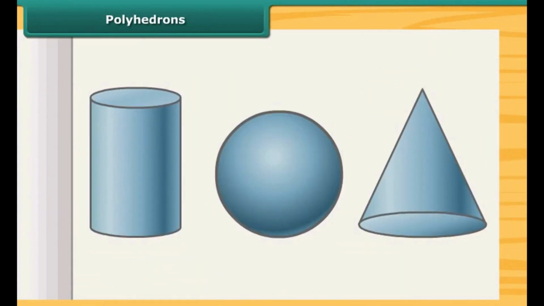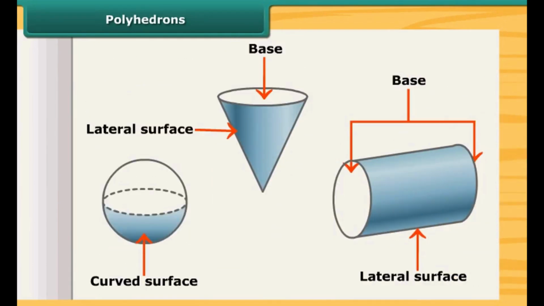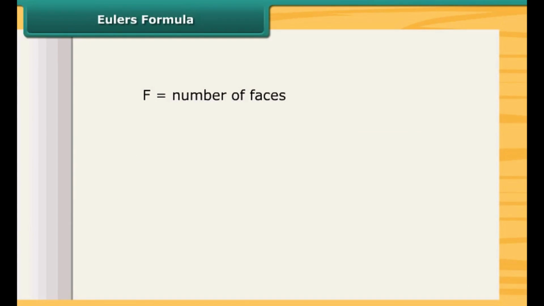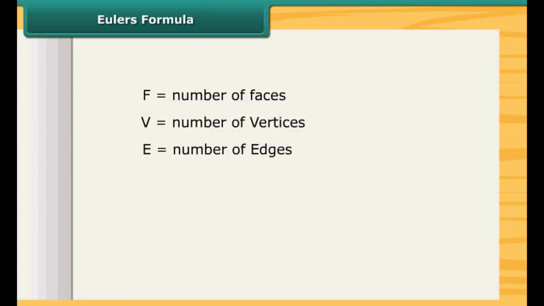Are these objects polyhedrons? No, these are not polyhedrons. You are right, these are not polyhedrons because they do not have flat faces. If F stands for the number of faces, V stands for the number of vertices, and E stands for the number of edges, then Euler's formula is F plus V is equal to E plus 2. That is, F plus V minus E is equal to 2. This formula is true for any polyhedron.